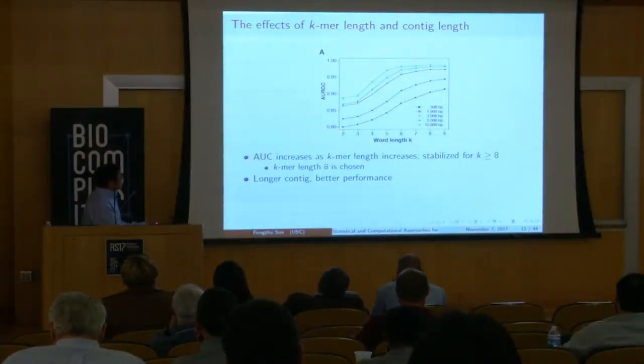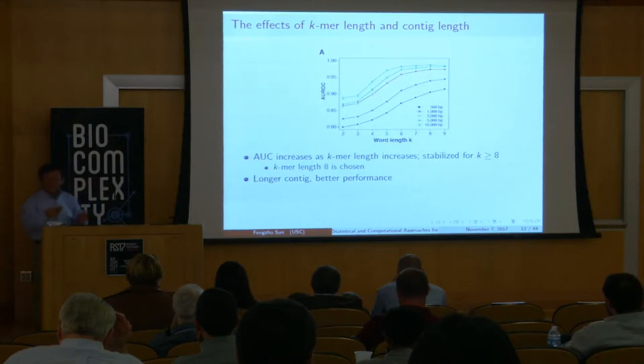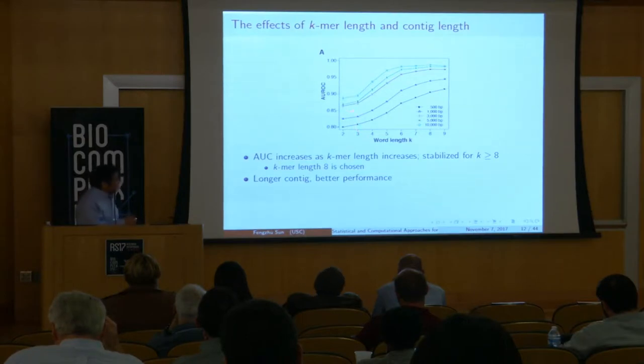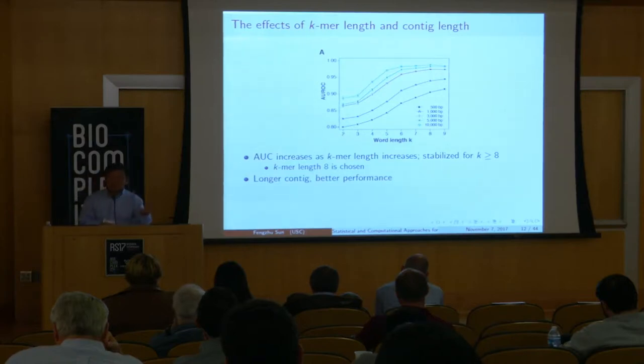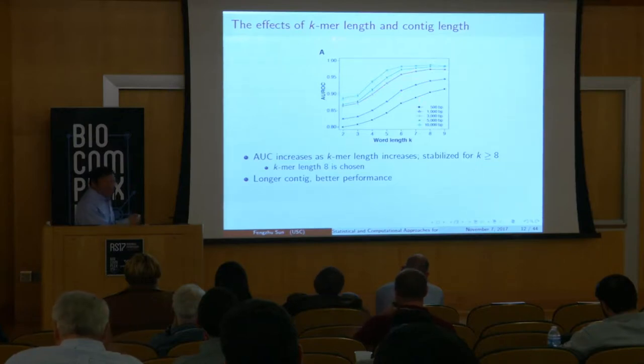As you can see here, the x-axis is the k-mer length, and this is the ROC score that Professor Reed mentioned. I think most people know the AUC score: the higher the better. These are the different contigs. If you use K equal to 2, you essentially don't have a high ROC, which is what we know. But as K increases, the prediction accuracy becomes higher and higher. That's perfectly okay, and that's what we expected.